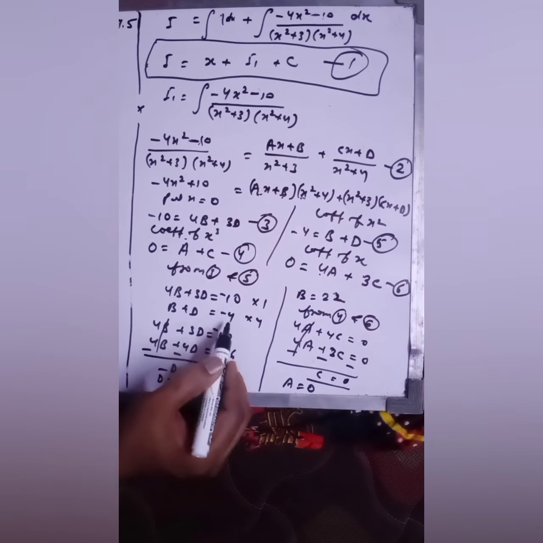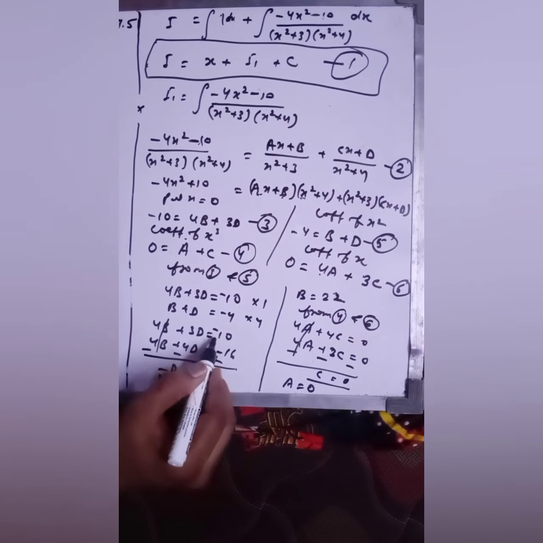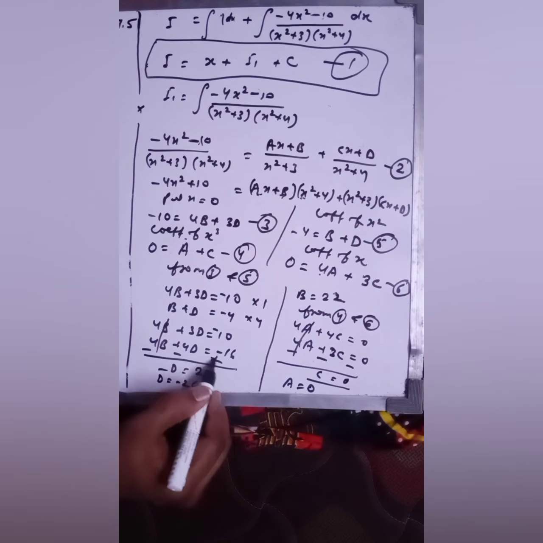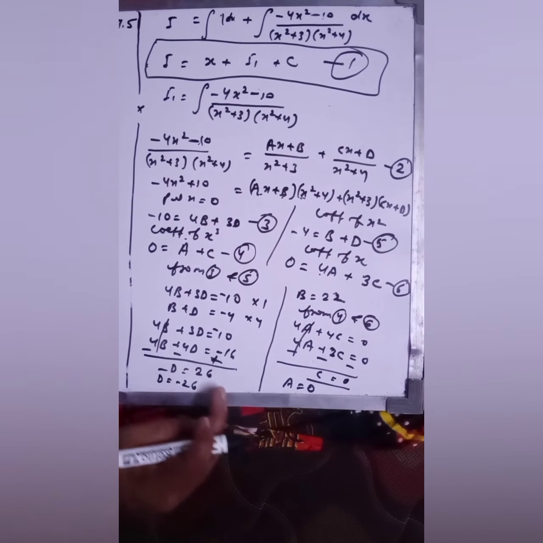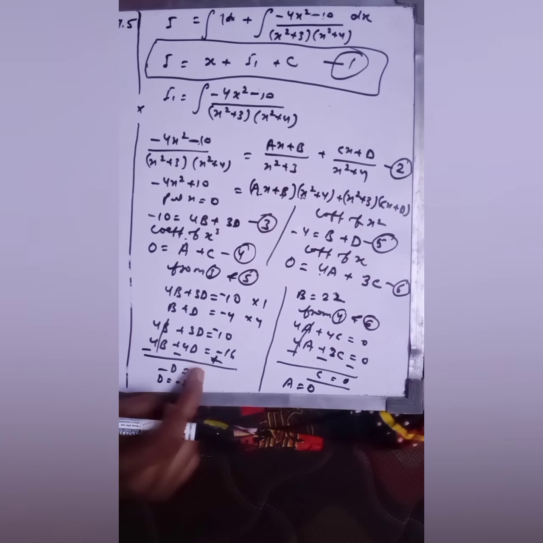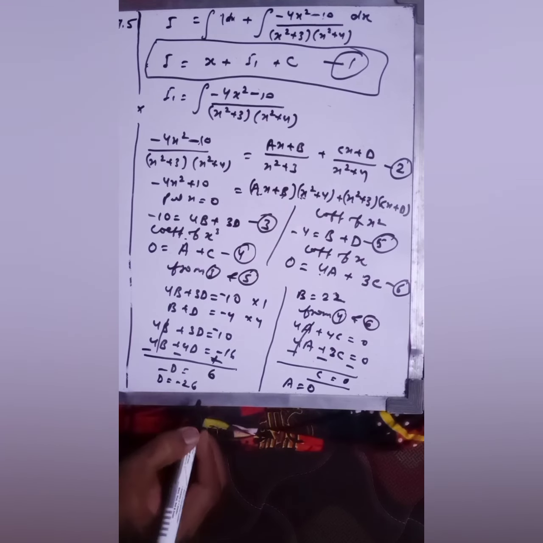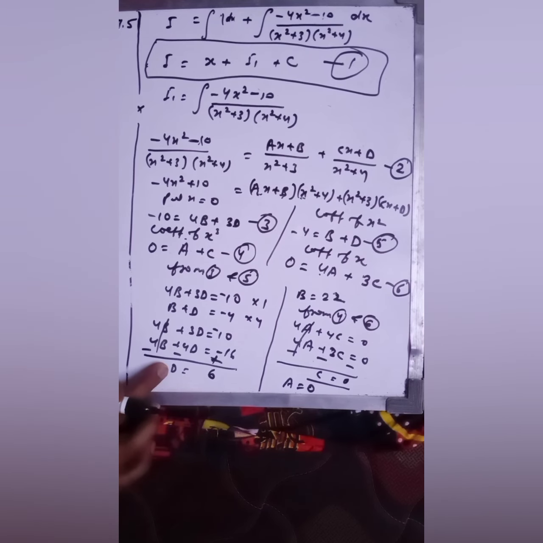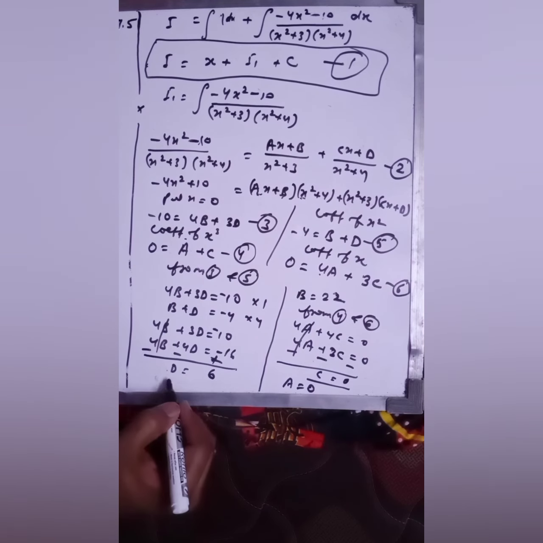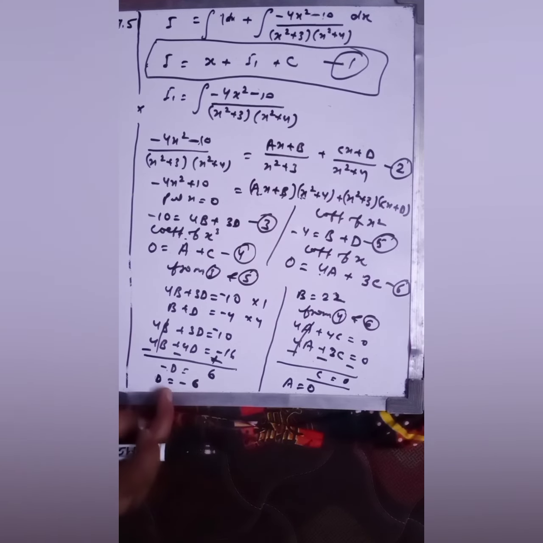So when you will solve these two equations, this is minus 10 minus 4 and this will be plus. So here you will get 6 only. Okay, so your d would be 6. That is d minus d is equal to 6 and your d would be minus 6. So the value of d would be minus 6.